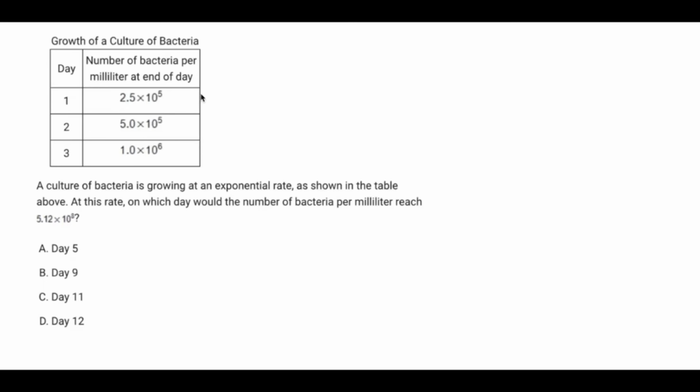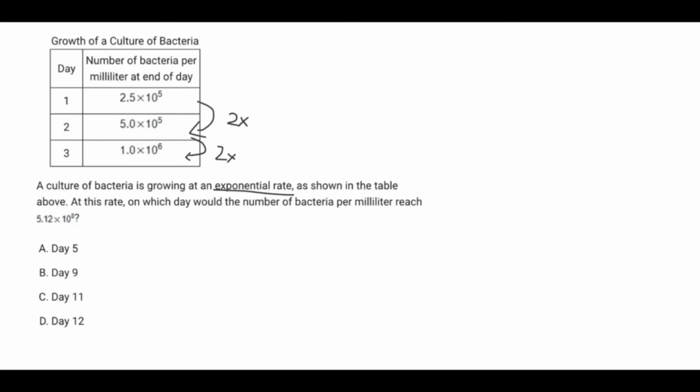It's known as the common ratio, and since it is growing at an exponential rate, we know it's a geometric sequence. So from 2.5 times 10 to the power of 5 to 5.0 times 10 to the power of 5, that's going to be a scale factor of 2. And because it's increasing at an exponential rate, it's going to be the same rate between each value. So this is also 2x.